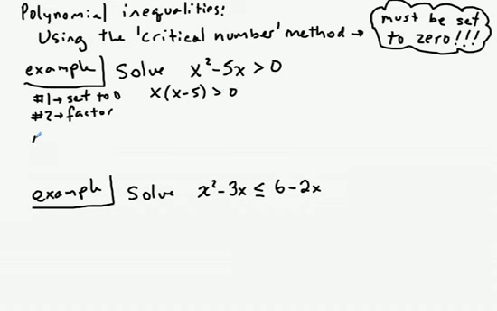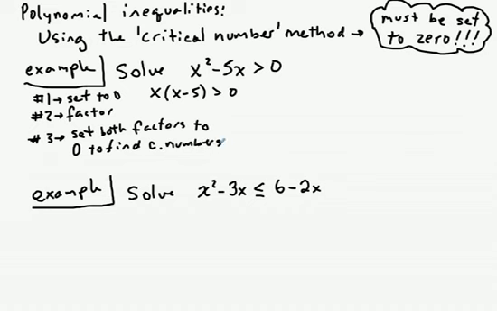Now the next step is one that people tend to forget, so you do have to be careful. Set both factors to 0 to find your critical numbers, and we're going to plot these on the number line. So I'm going to make up my number line right here. On my number line, I have 0, 1, 2, 3, 4, and 5. Here's a number to the right, here's a number to the left.